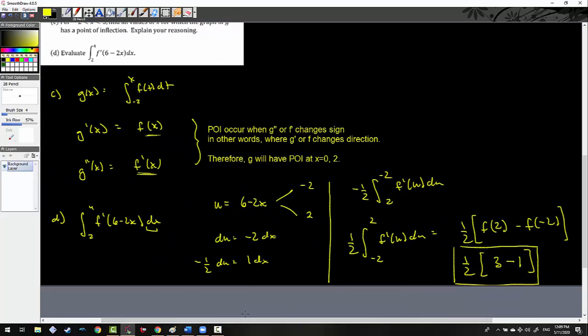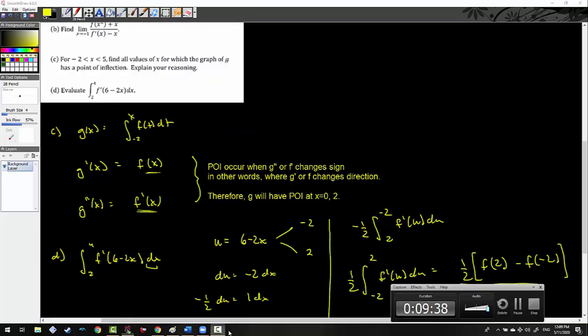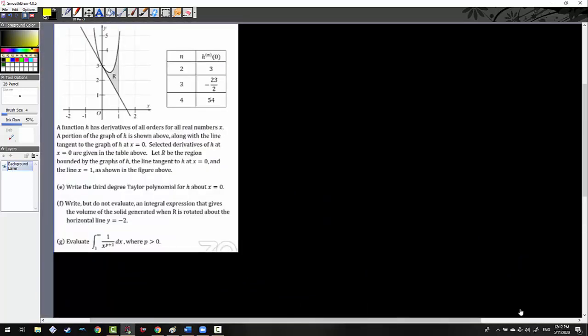Let's go ahead and get the second part up there. Give me a second. And here we are for part 2 of this 25-minute question. It reads, a function h has derivatives of all orders for all real numbers x. A portion of the graph of h is shown above, along with the line tangent to the graph of h at x equals 0. Selected derivatives of h at x equals 0 are given in the table above. Let R be the region bounded by the graphs of h, the line tangent to h at x equals 0, and the line x equals 1 as shown in the figure above.